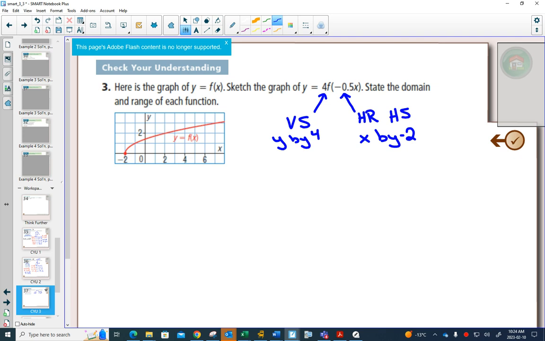So that 1/2, again, think of it as a fraction. You're always multiplying by the reciprocal. So everything inside the function is opposite. Outside the function is exactly what you see.